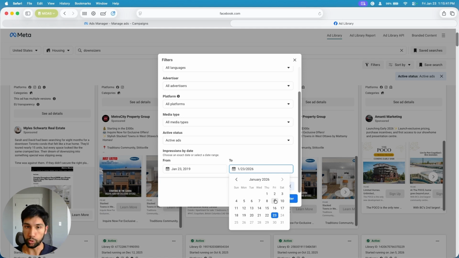You can assume that they're winning or that they have some sort of winning attribute. There's a reason why they're running. There's also the flip side where an agent will just run an ad and then not even look at it. So it could be the most garbage ad, but they've been running it since September. So you think it's a winning ad, but in reality, they just haven't actually put in the effort to try to change the ads or tweak them or anything.